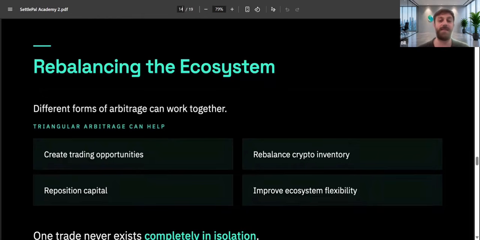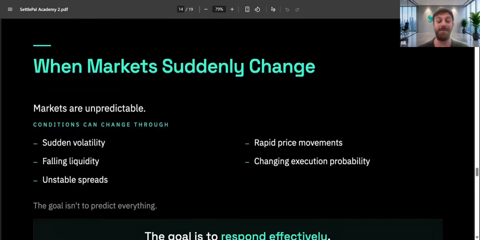Let's look at one final trading desk lesson. We covered quite a lot. So, what happens when market conditions suddenly change? Well, this matters because markets, as we all know, are very unpredictable. Prices can move quickly, liquidity can fall, spreads become unstable, execution probability can change, and opportunities that looked strong only moments ago can disappear. No trading strategy wins 100% of the time. Professional trading is not about predicting everything perfectly, it's about responding effectively.